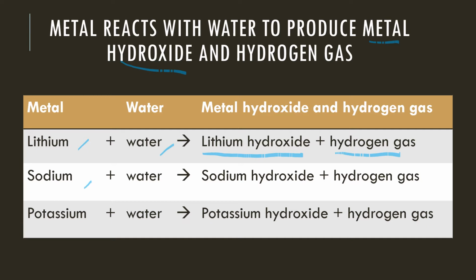When sodium reacts with water, it produces sodium hydroxide and hydrogen gas. When potassium reacts with water, it produces potassium hydroxide and hydrogen gas. So, as you can see, when metal reacts with water, it produces metal hydroxide, and metal hydroxide is a compound.